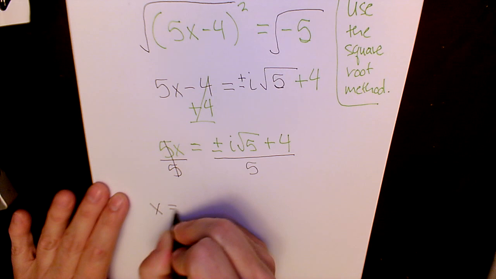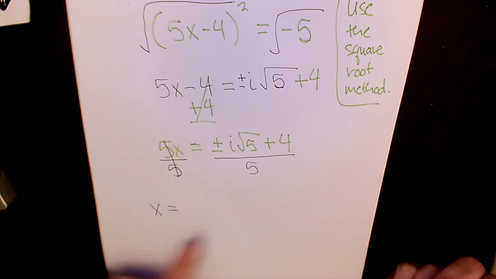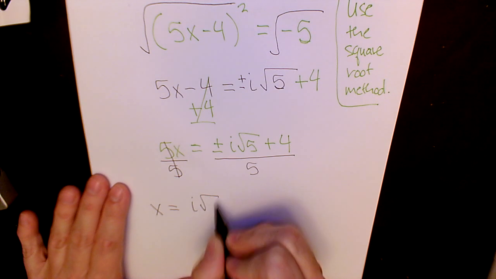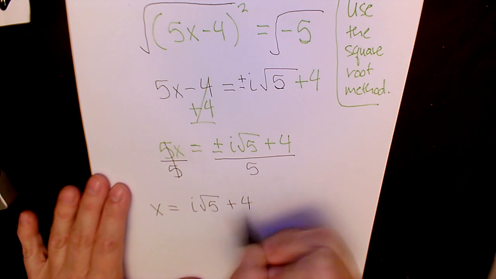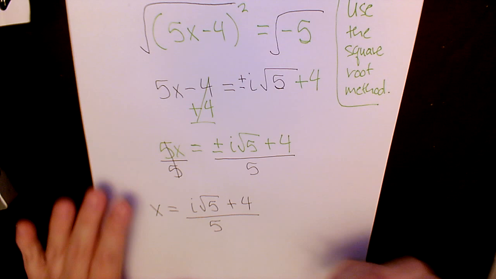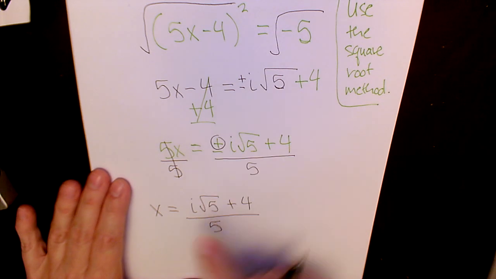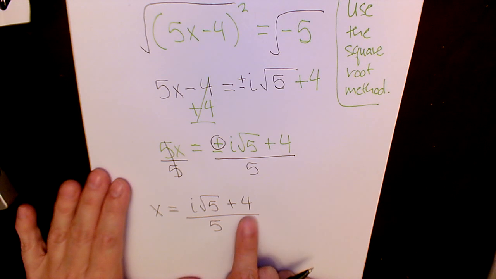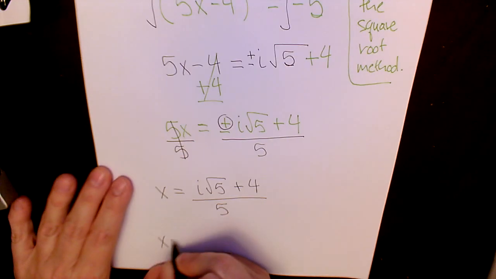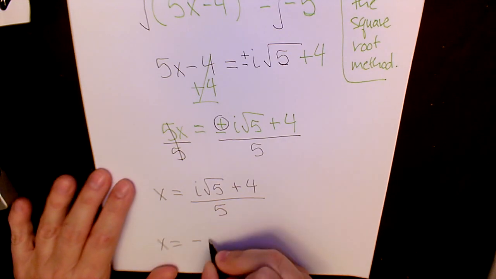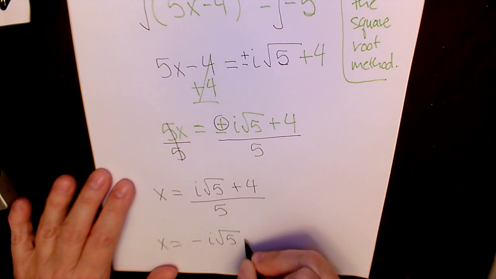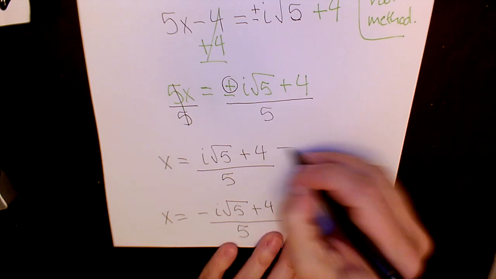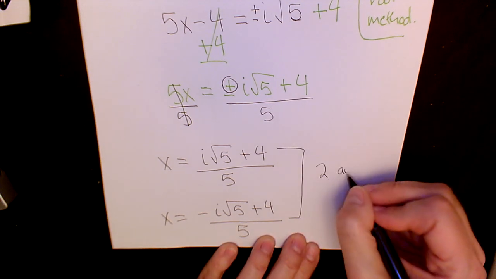So here are my 2 answers. I have a positive, so that's this positive, plus a positive i, root 5 plus 4, divided by 5. And then I also have a negative i, so these are my 2 answers.